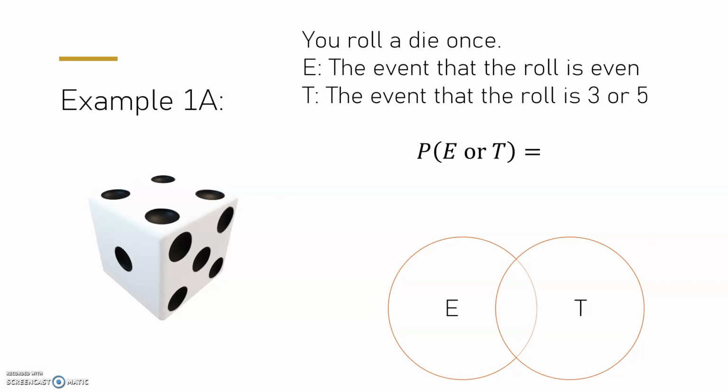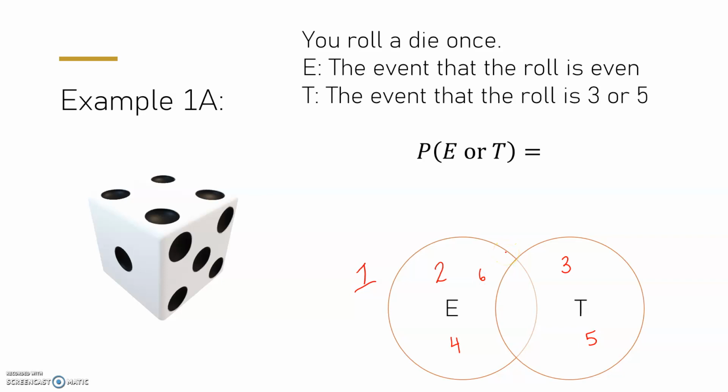So if I roll a 1, that is not even, and it's also not a 3 or a 5. If I roll a 2, that is even. If I roll a 3, that's not even, but it is a 3 or a 5. If I roll a 4, that's even, but it's not a 3 or a 5. If I roll a 5, that is a 3 or a 5. And if I roll a 6, that's even.